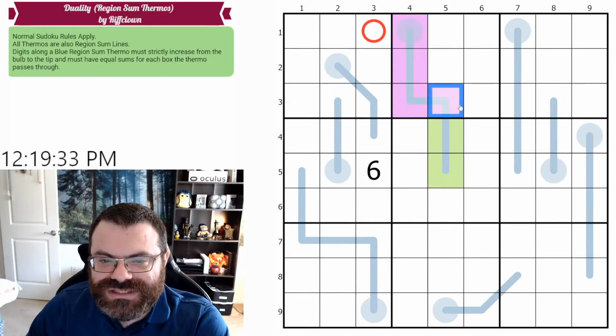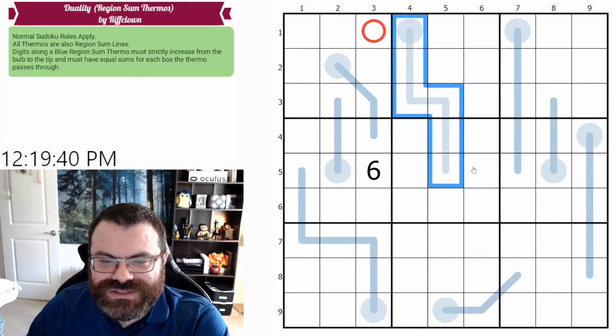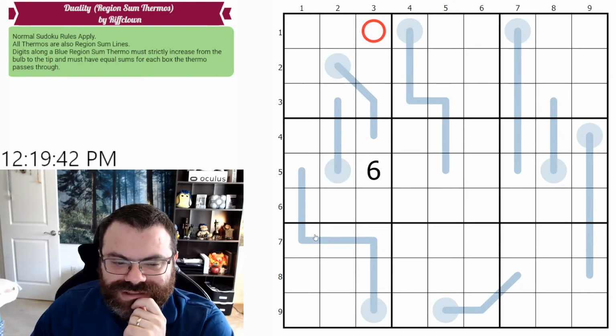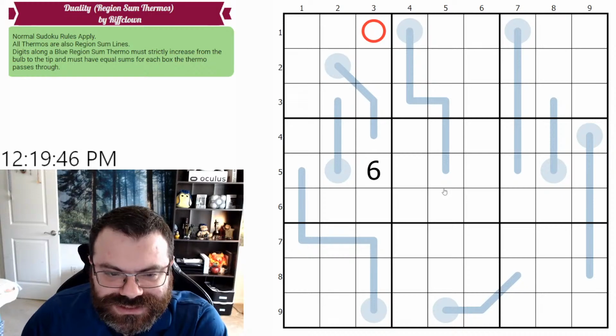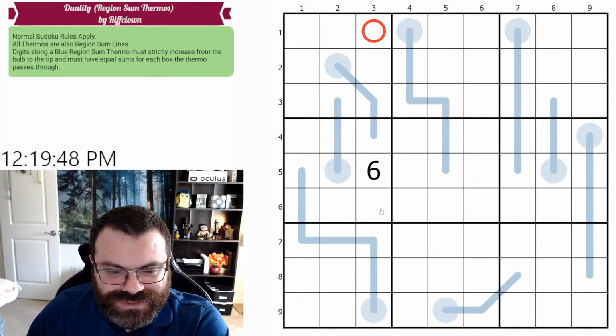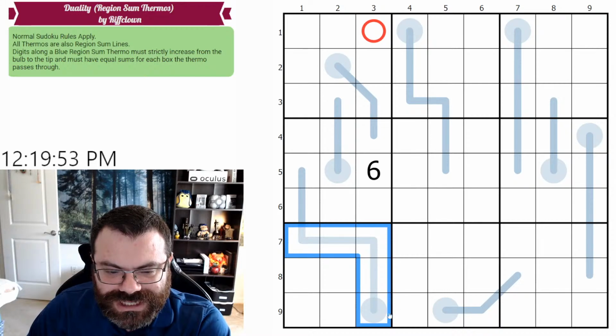And so the purple cells have to have the same sum as the green cells. So I can already predict that all the thermos have fewer cells in their tip than in the bulb. And that's it. Let's start solving. I'm going to look at this one here. So first, I'm going to good lift this: 9, 8, 7, 6, 5, 4, 3.